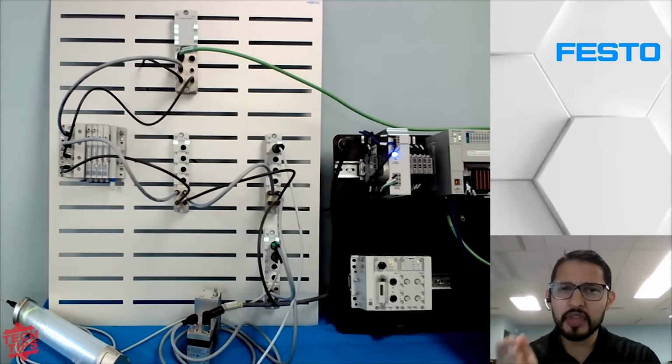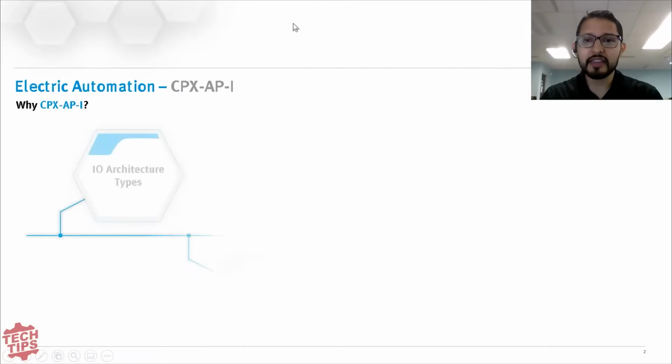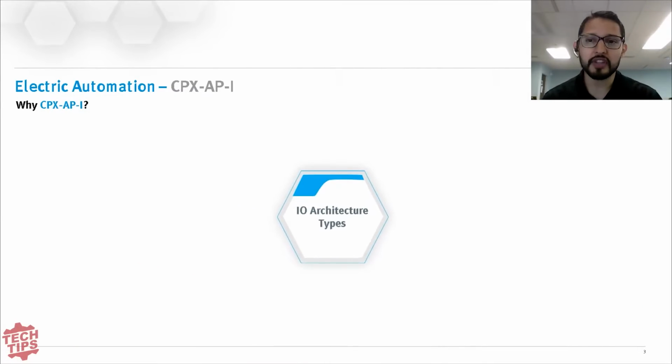But before we go into any of the hardware details, we've got to start with a quick introduction on a little bit of the theory of what this is and how this works. So let me jump over here. And now you can see these CPX API modules. So what is this about? Let's start with the basics, Shawn. These are the different architecture types.